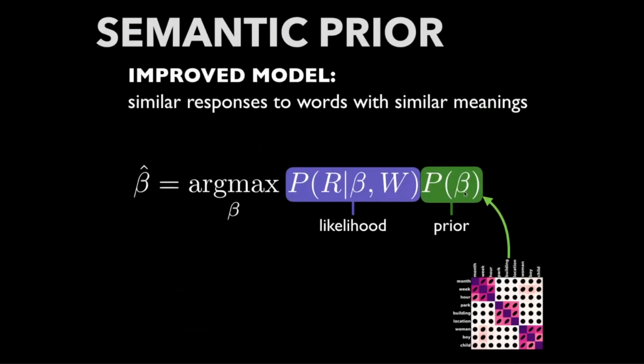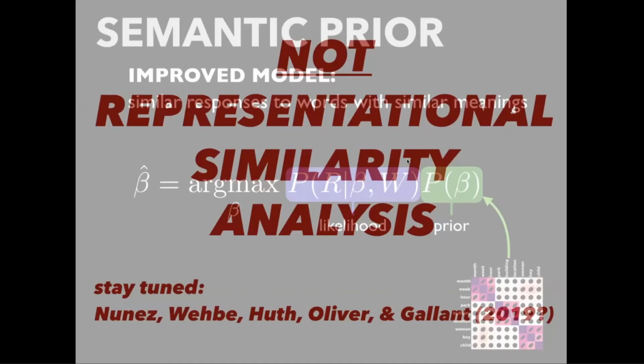All right, so we can fit this model. It turns out this essentially boils down to a ridge regression model that we can fit using standard techniques. We test it in the same way that we tested the other model, by seeing how well we can predict the responses to new stimuli.